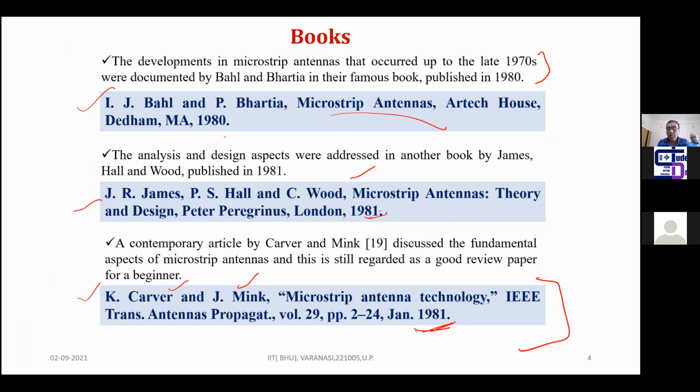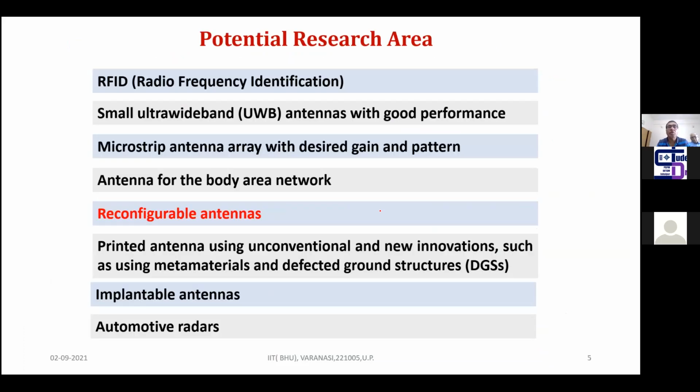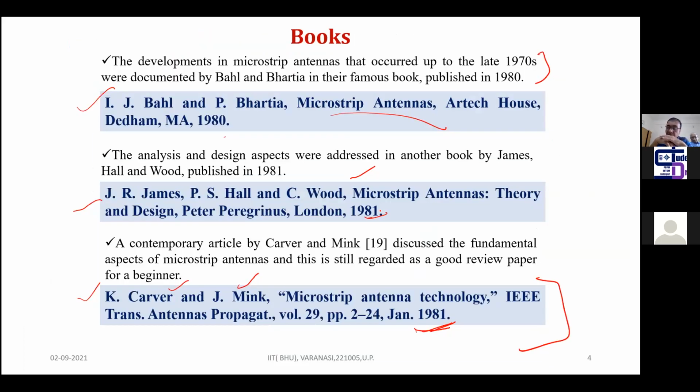Okay, so now what I was discussing before: what is a microstrip antenna? Basically there are a variety of lines. Microstrip line is different, strip line is different, slot line is different, and their configurations are different. Microstrip means when a dielectric is sandwiched between two conducting layers. Any dielectric which is sandwiched between two conducting layers, that configuration is called microstrip.